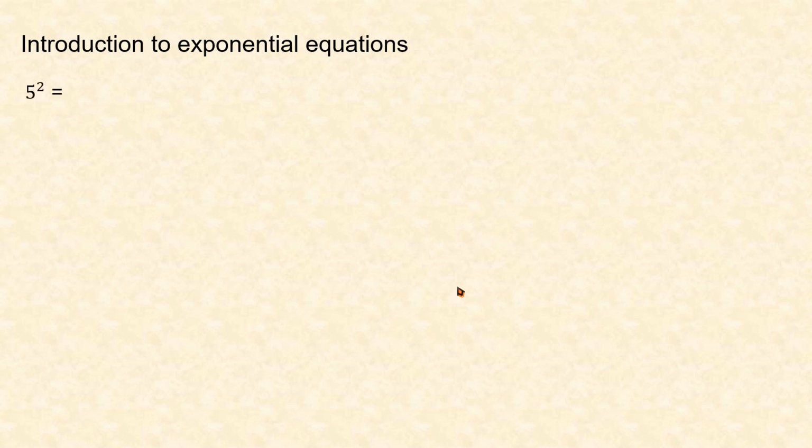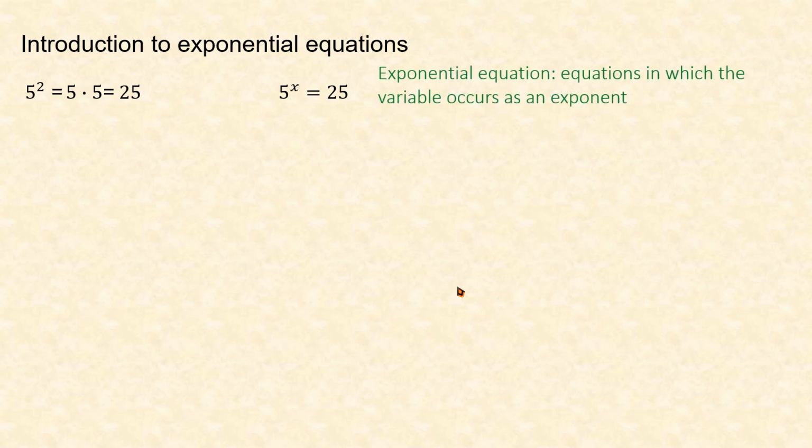So if I give you 5 squared and ask you what that is, you'd say, oh, that's 5 times 5. That's 25. Easy stuff, right? Now, instead of that, I'm going to ask you, 5 to the what power gives you 25? Well, you know this, right? Because you just did x squared is equal to 25, and you know the answer to this. But this is an example of an exponential equation.